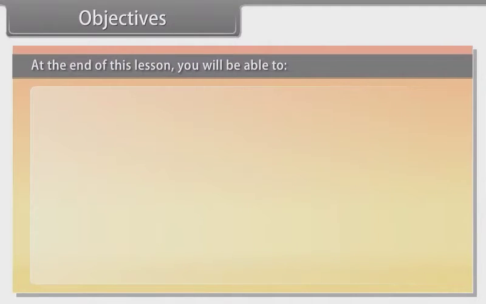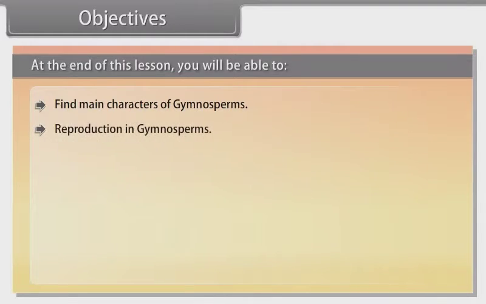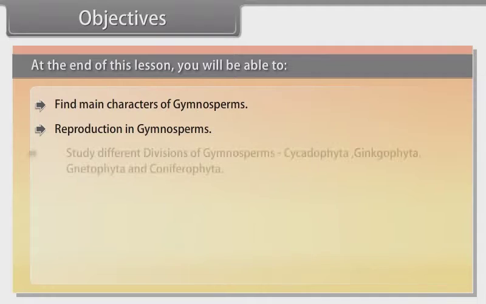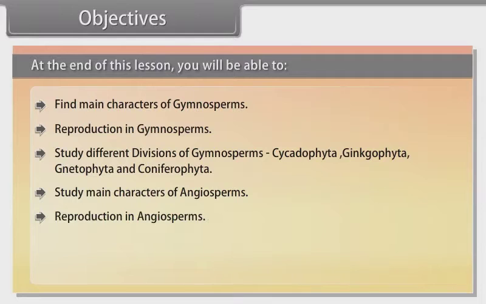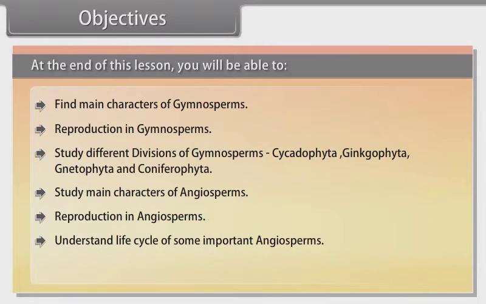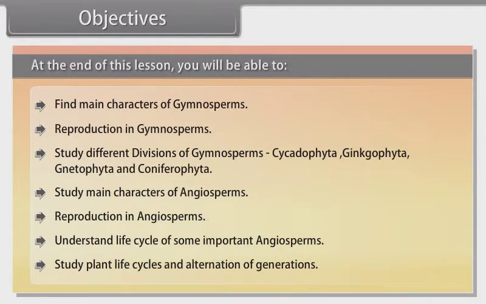Objectives. At the end of this lesson, you'll be able to find the main characters of gymnosperms, reproduction in gymnosperms, and study different divisions of gymnosperms: Cycadophyta, Ginkgophyta, Gnetophyta, and Coniferophyta. Study the main characters of angiosperms and reproduction in angiosperms. Understand the life cycle of some important angiosperms. Study plant life cycles and alternation of generations.